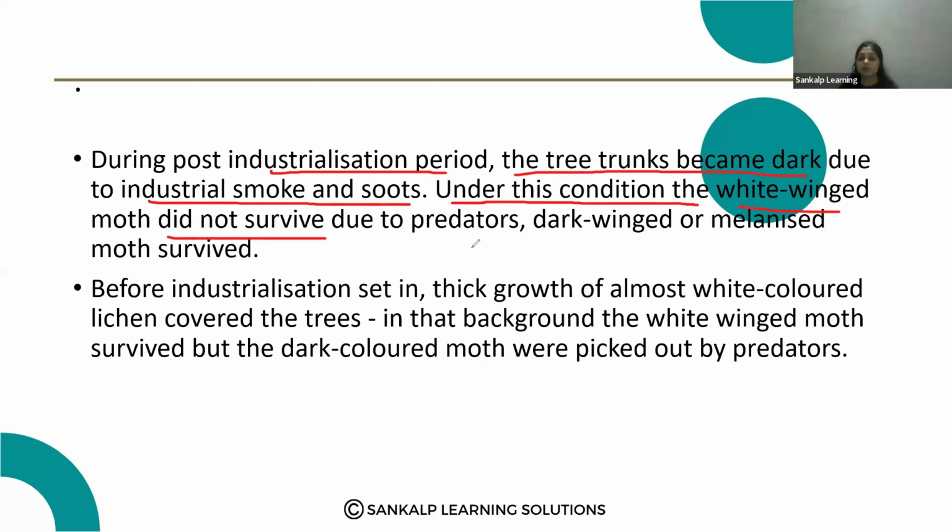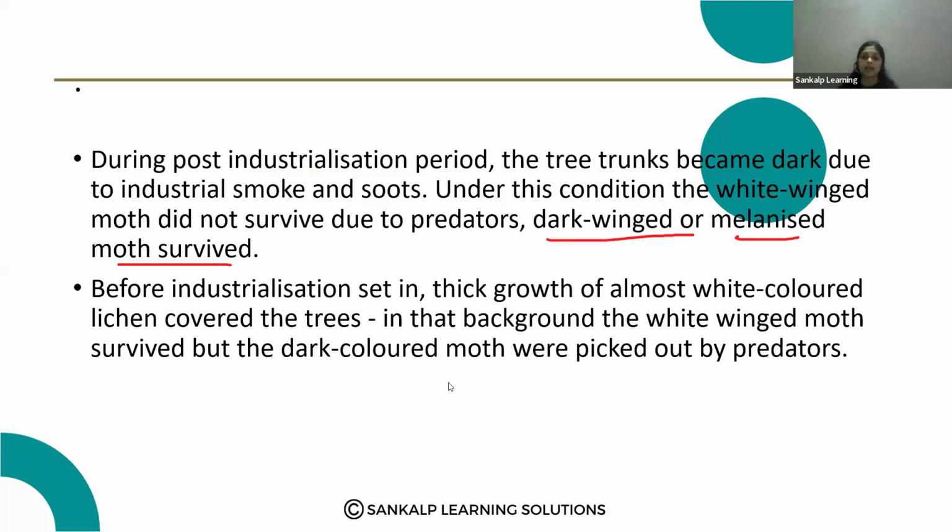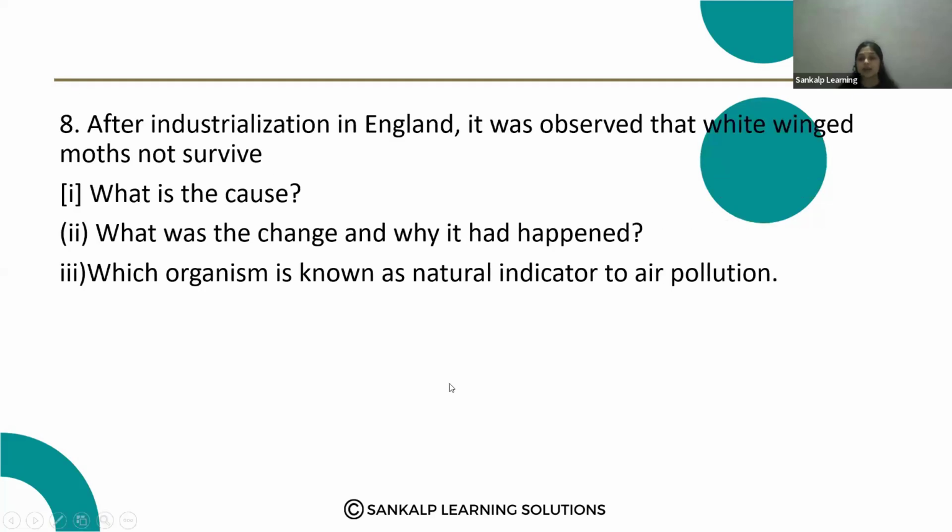So the tree trunk color was black and the moths were white, so they were easily identified by the predators. So the dark-winged or melanized moths survived. On a black background, the moths with black or dark-colored wings survived. The white-colored ones did not survive.